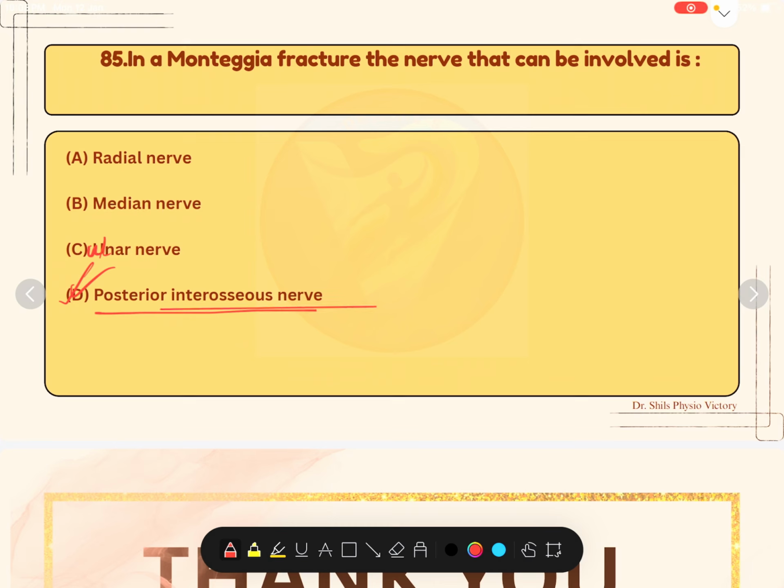Monteggia fracture basically involves a proximal ulnar fracture with radial head dislocation. The posterior interosseous nerve, which is a deep branch of the radial nerve, can be compressed or stretched by the dislocated radial head, leading to wrist extensor weakness or paralysis without sensory loss.